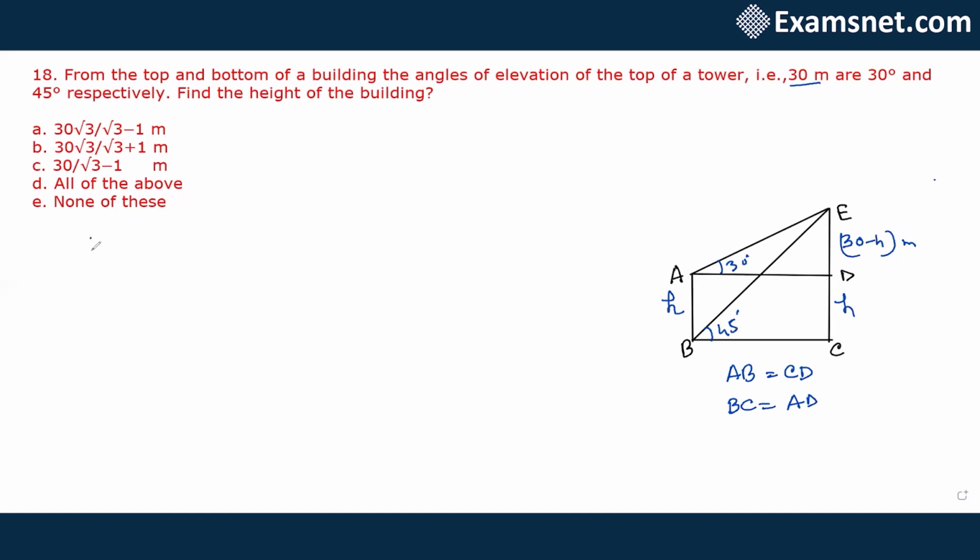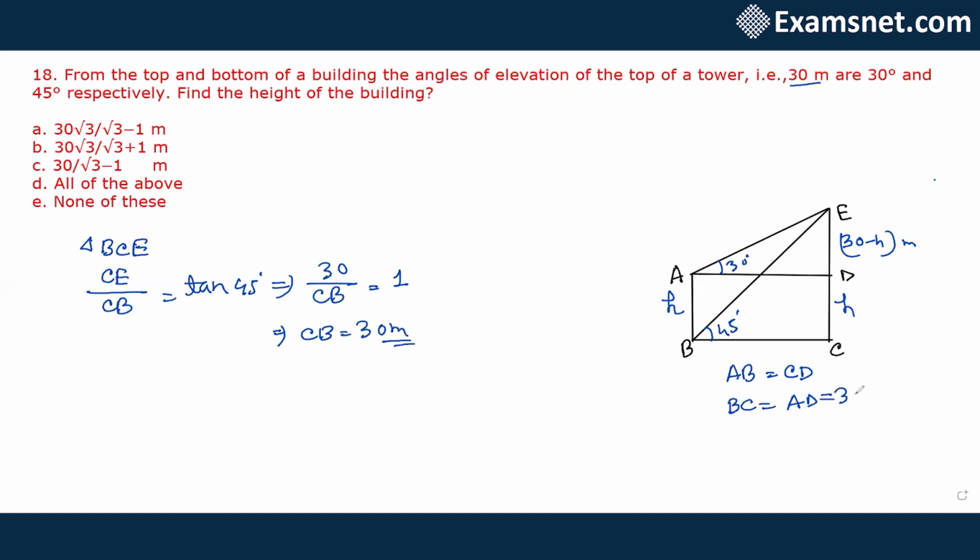First we will consider the triangle BCE. So from BCE we can write CE by CB equals to tan 45°. CE means 30 by CB and tan 45° will give us the value 1. So we can say that CB is equals to 30 meter. That means AD is also 30 meter.